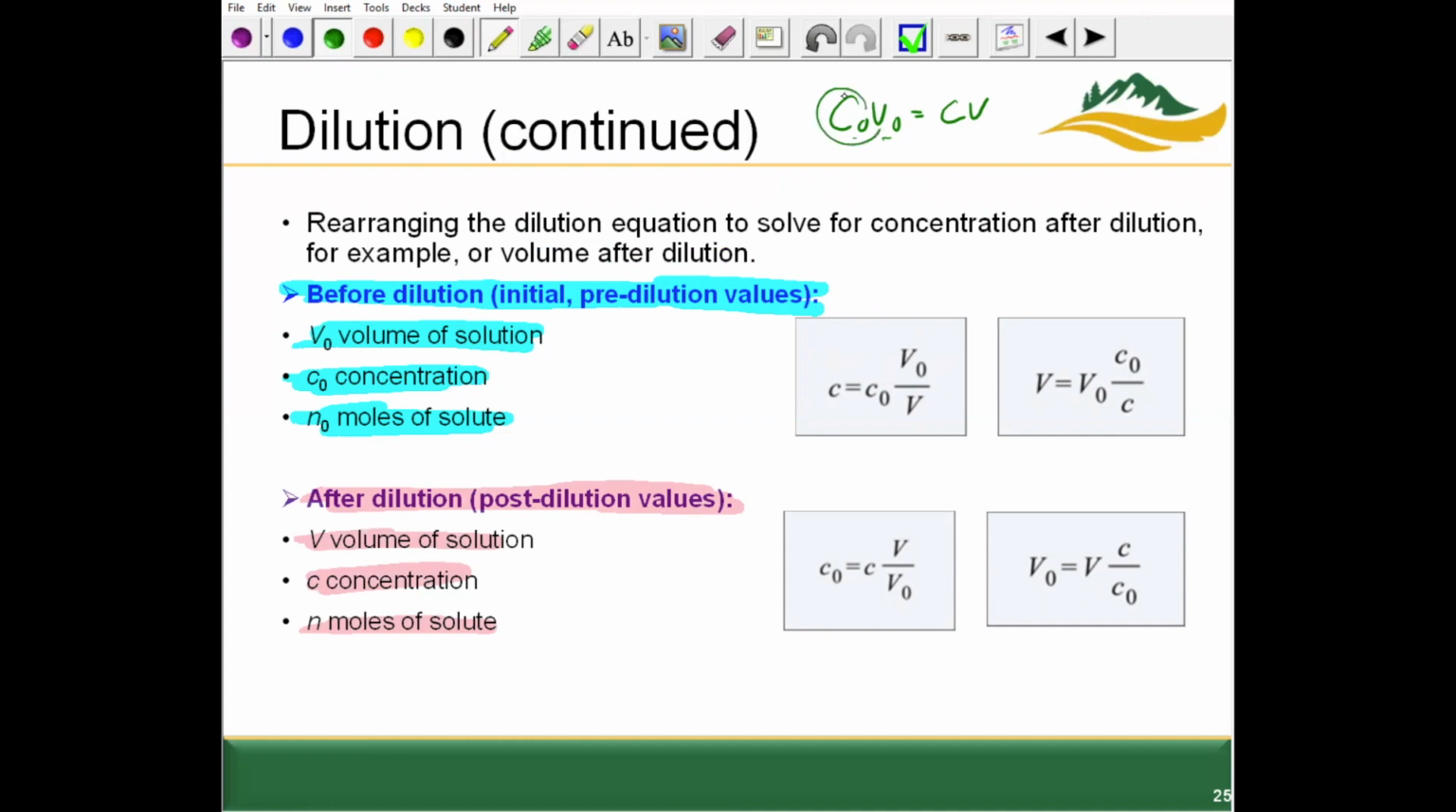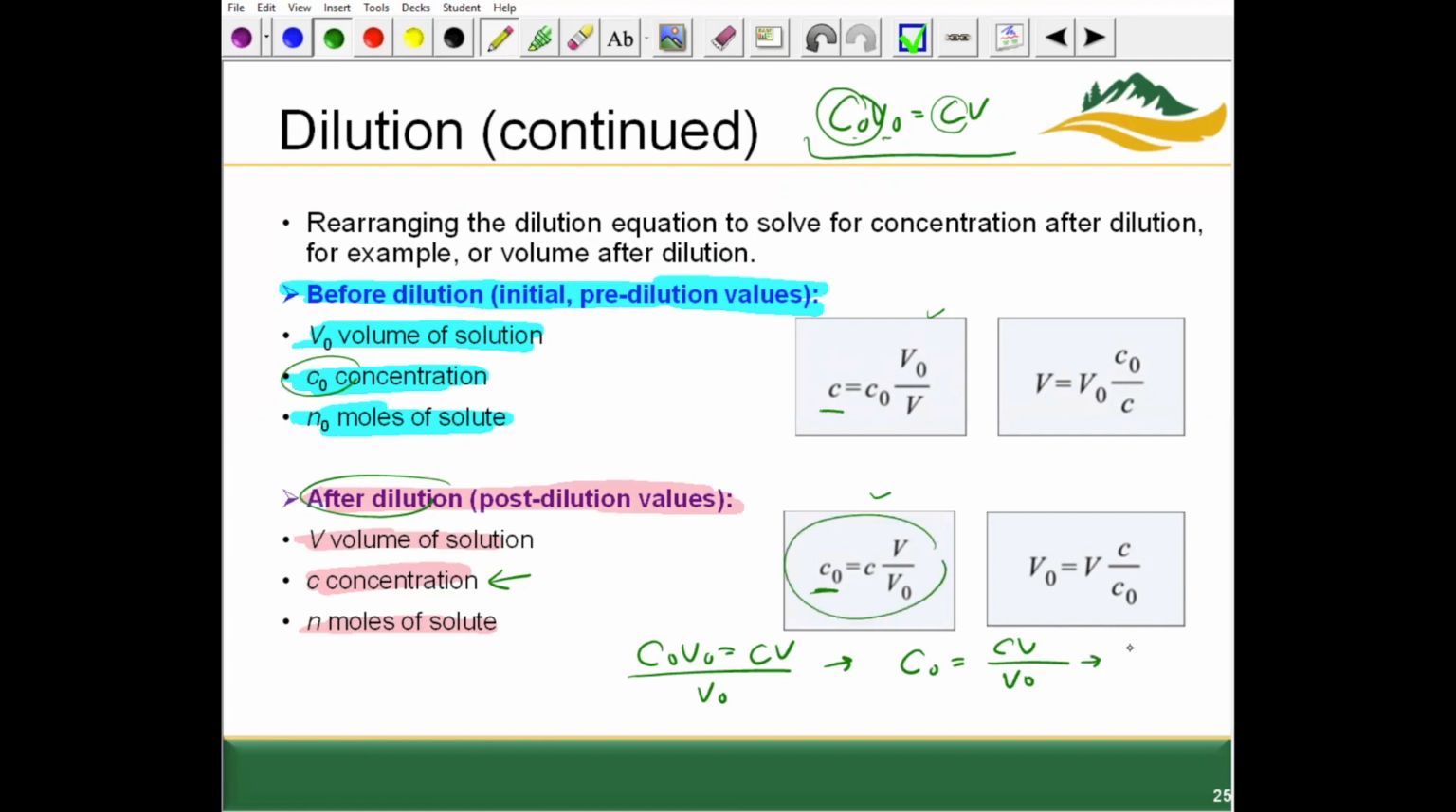So here we're solving for C. We can also solve for C naught if that's our only unknown. So for solving for C, that means we're solving for this concentration after dilution. If we're solving for C naught, we're solving for the concentration before the dilution. And so what we're doing to get these equations is we're rearranging this base equation for dilution. So C naught V naught equals CV, dividing both sides by V naught, that leaves C naught as CV over V naught.